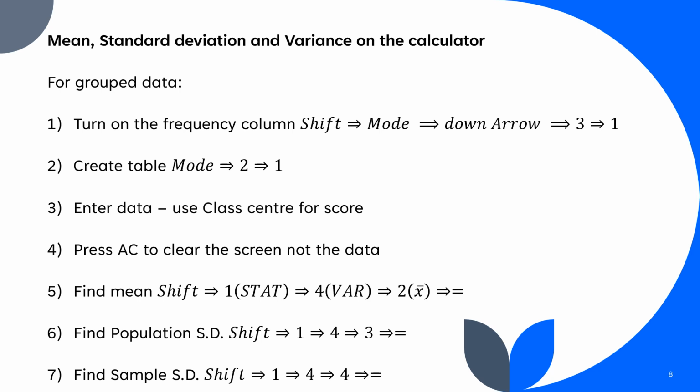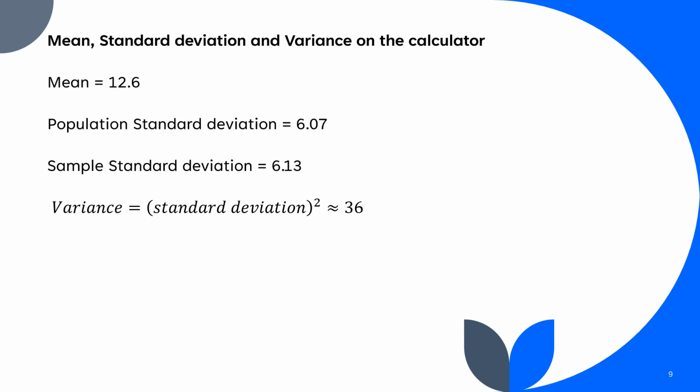Population standard deviation: population, remember, is everyone. That's from our last video. You press Shift 1, 4, and 3, and then press equals. And then to find the sample standard deviation, you press Shift 1, 4, and 4, then your equals button. Now, if your stat is not that button, or the VAR is not at 4, use whatever your VAR button is on your calculator. If you've done that correctly, your mean should be 12.6, your population standard deviation 6.07, your sample 6.13, and the variance, well, it's not on your calculator, but it's the standard deviation squared.